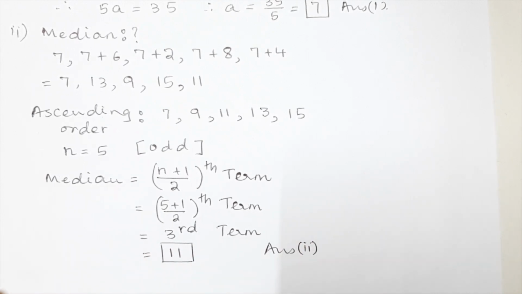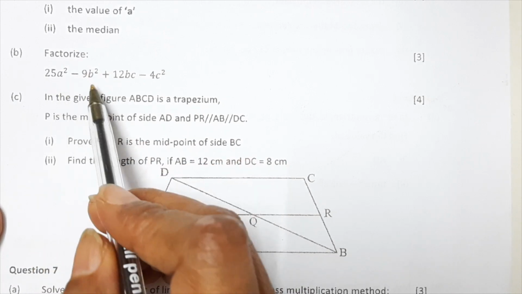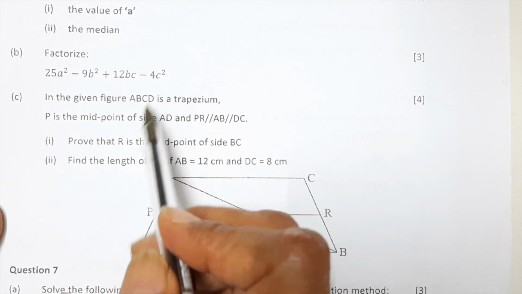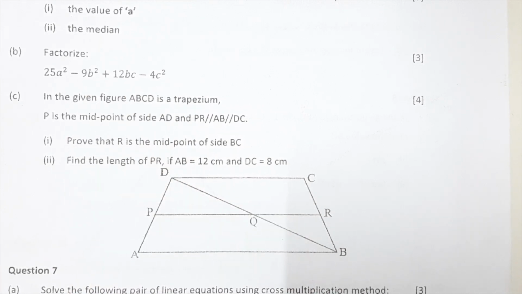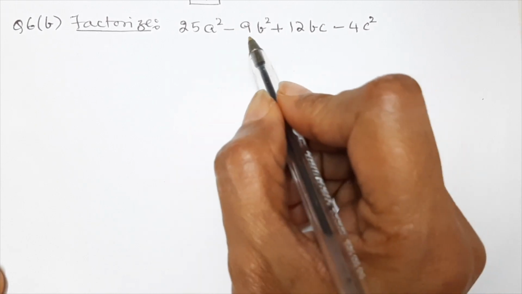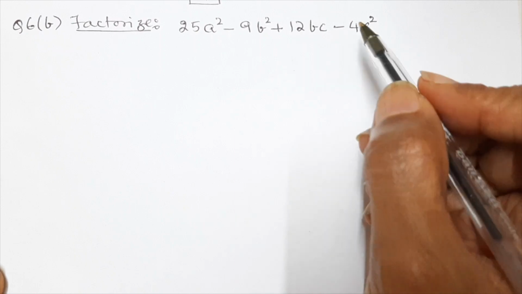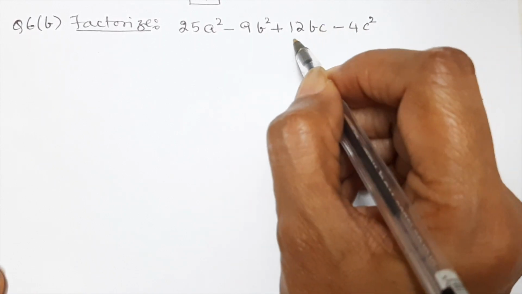So we finished 6a. 6b is factorize 25a square minus 9b square plus 12bc minus 4c square. Shall we write it down? And then we will start solving. 25a square minus 9b square. Now this is a square number, this is also a square number, and this is also a square number. But this is the clue.